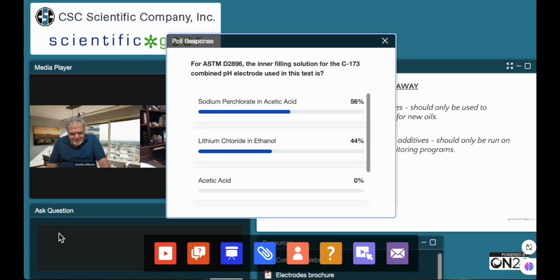What is the right answer for that one there, Charlie? Well, I'm going to go with the sodium perchlorate in acetic acid. Yeah, that's the right answer. The correct answer is sodium perchlorate in acetic acid. I think those of you who chose lithium chloride in ethanol were confusing that with ASTM 4739. Oops. Okay, well, let's go to our next question.